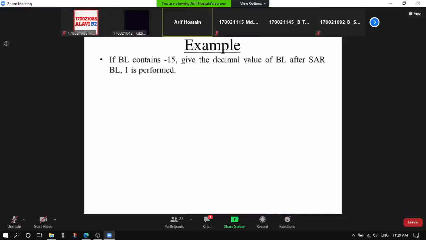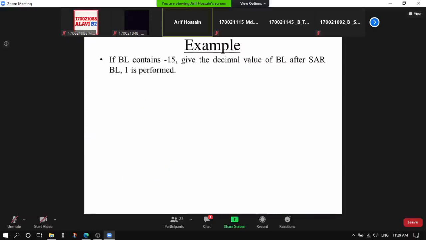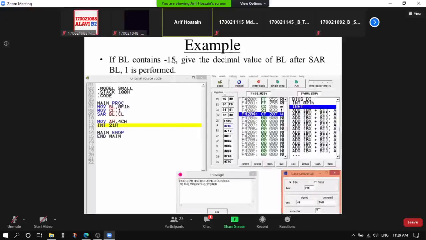Okay, another example. This was the example of unsigned division. Now this is the example of signed division. BL contains -15, the decimal value after SAR. You see SAR, that means this will be signed division and it will be divided by 2. The answer is supposed to be -7. Sorry, not -7, it will be -8. Extremely sorry. Can anyone tell me why it will be -8?